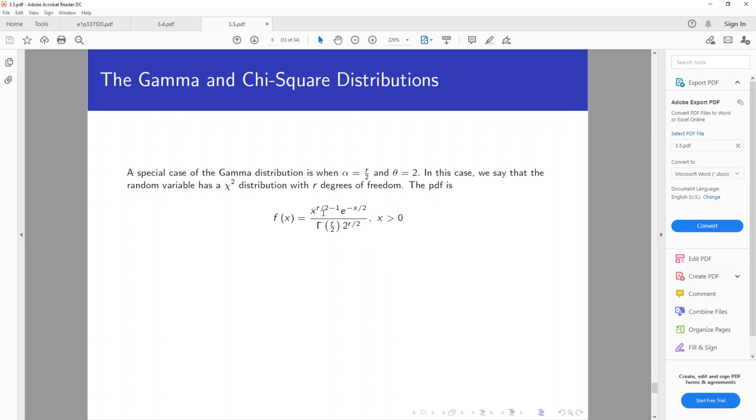When we just plug in r over 2 for alpha and 2 for theta, this becomes the PDF for the chi-squared distribution. And it's not hard then to use the formulas above to see what the mean has to be, r. The variance is 2r, and this is your moment generating function. The r is called the number of degrees of freedom for the distribution, and that has to do with when you start doing stuff with sampling later on, that talks about how many things are actually in your sample.